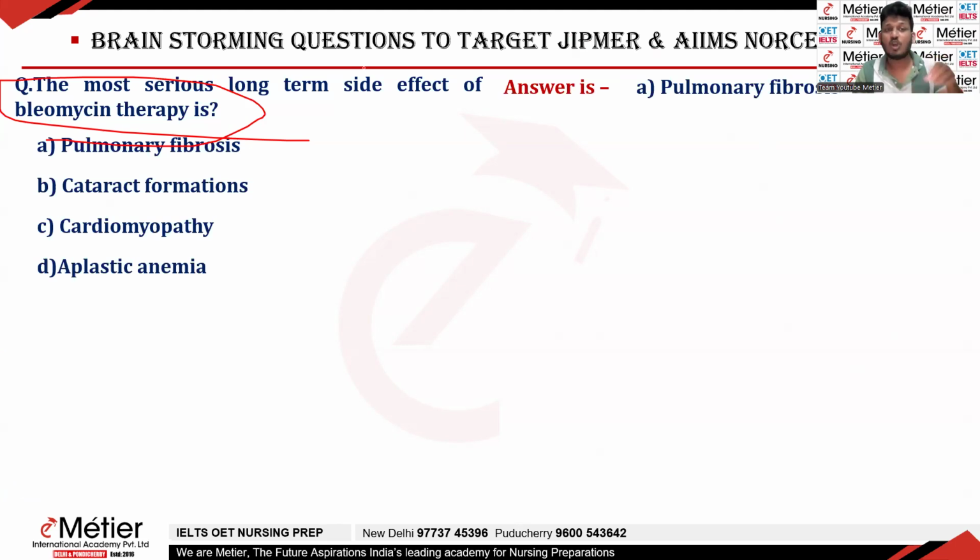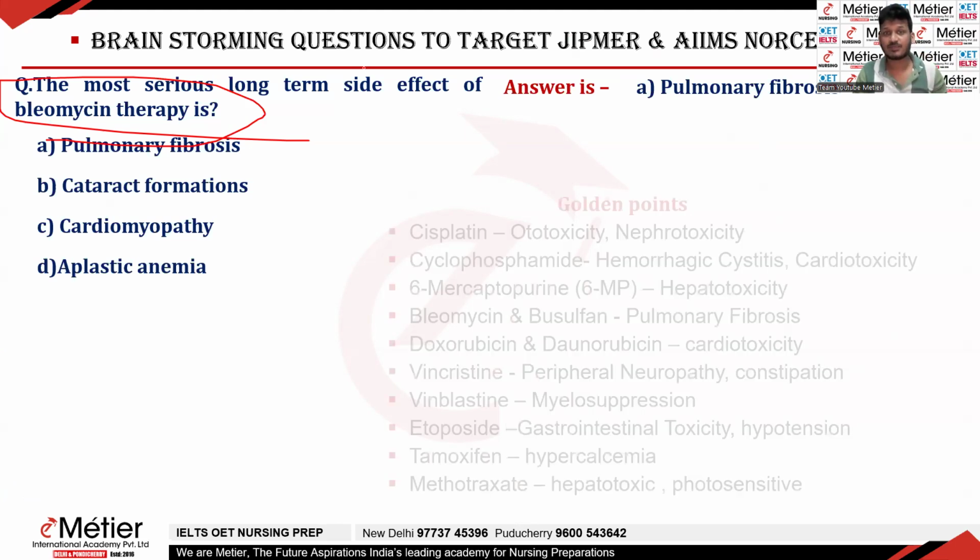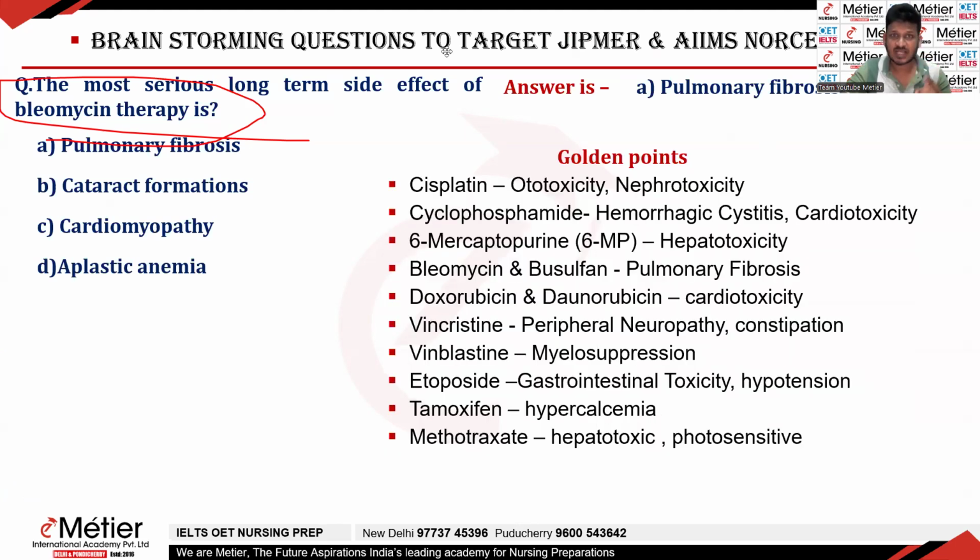Not only the bleomycin side effect, we are going to discuss other chemotherapy drug side effects also, because these questions have already been asked in the exams. So what are they? You can see here. The first one is cisplatin. If you are administering cisplatin, ototoxicity and nephrotoxicity might be there. The next one is cyclophosphamide, hemorrhagic cystitis. This question was already asked in the exam, and cardiotoxicity will be there. 6MP, hepatotoxicity. Bleomycin or busulfan: bleomycin is related to this question, so pulmonary fibrosis will be there.